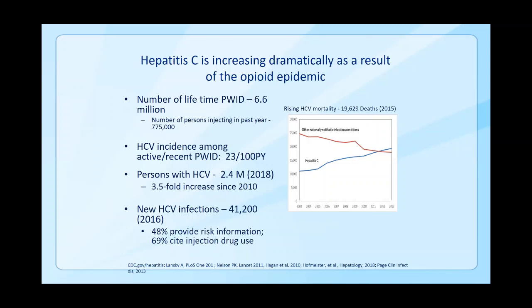New hepatitis C infections are not the only issue. You can see from the blue line on the graph on the right that in 2012, for the first time ever, deaths from hepatitis C outpaced those of all other nationally notifiable infectious conditions combined. And in 2015, there were almost 20,000 deaths where hepatitis C infection was indicated as a primary cause of mortality.